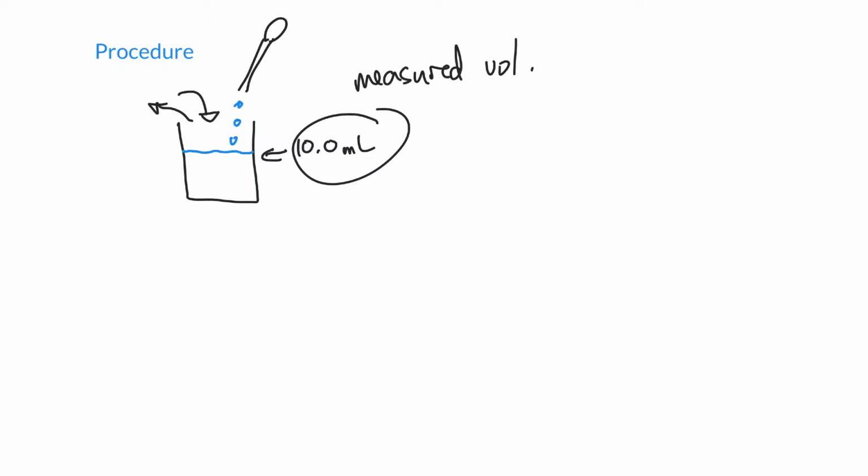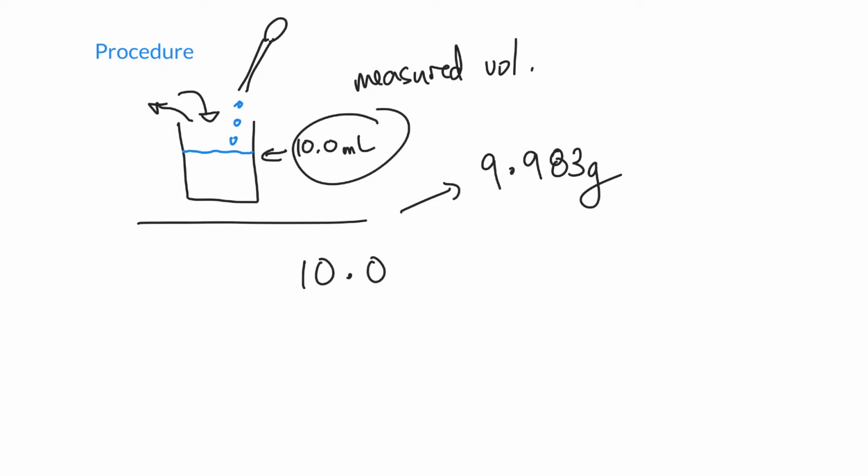Okay. How do you know how much it really is? Well, you're going to weigh it on a balance and you're going to record the mass, and maybe the mass comes out to be, oh gosh, I don't know, 9.983 grams. Now, how do you do that? You're going to weigh the beaker full and empty. So you're actually going to weigh the beaker empty. Maybe it weighs, let's say it's something crazy like 10.000 grams. And then you're going to weigh it full.